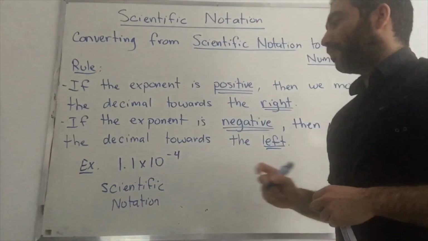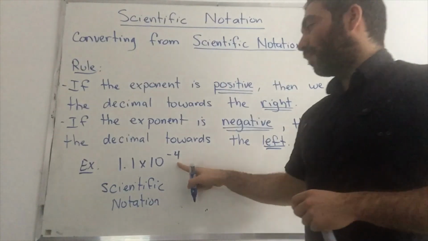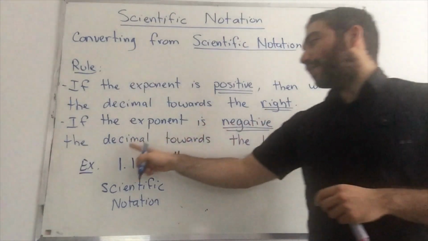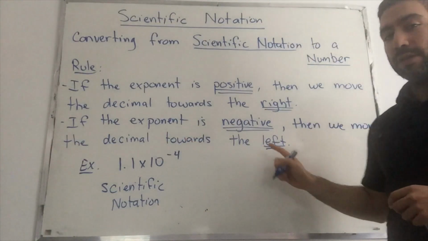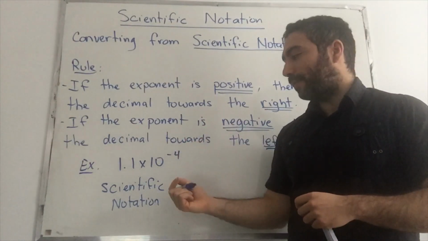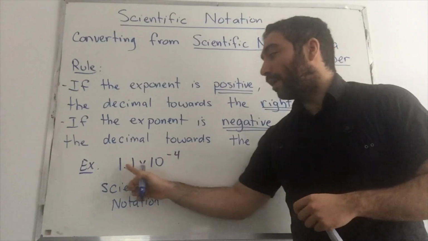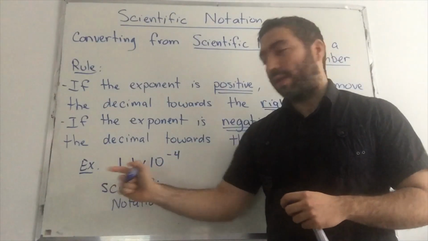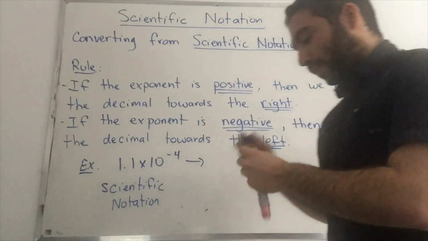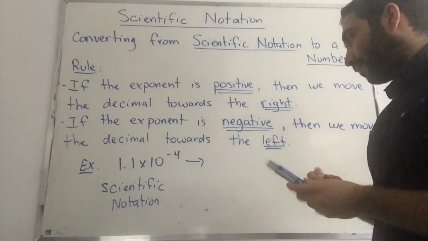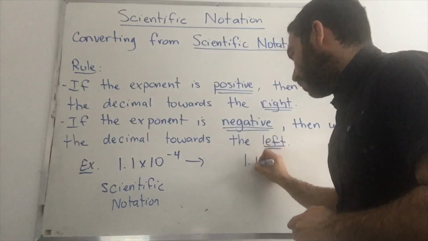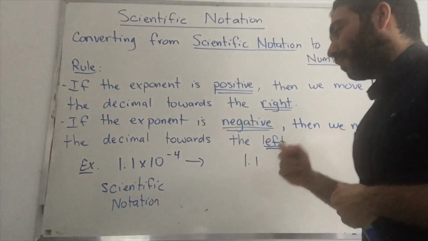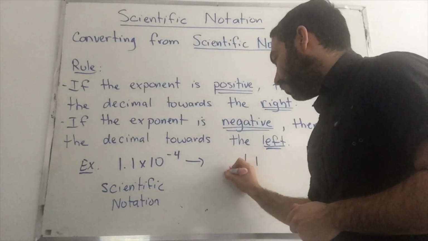But now let's convert this to a number. Since the exponent now is negative, we move the decimal towards the left now. In the previous example, we had a positive exponent, so we moved to the right. Now it's negative, so we have to move our decimal towards the left. So let's go ahead and do that. Let's write the number 1.1, and let's move the decimal now 4 times to the left, because the exponent is a 4. 1, 2, 3, 4.